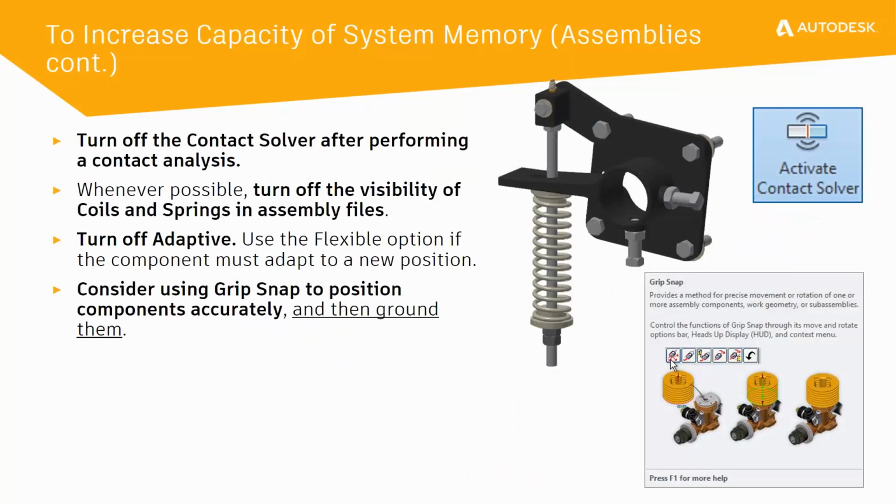Furthermore, for assemblies, turn off the contact solver after performing a contact analysis. There is an icon in your toolbar for doing that. Whenever possible, turn off the visibility of coils and springs in an assembly file. There can be complex geometry to create, and if you've got lots of them, they add to the resources required to generate them. Turn off adaptive. We talked about this a little bit earlier in today's webinar. And consider using grip snap to position components accurately and then ground the component once it's in the actual position.